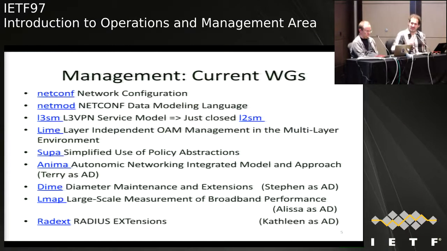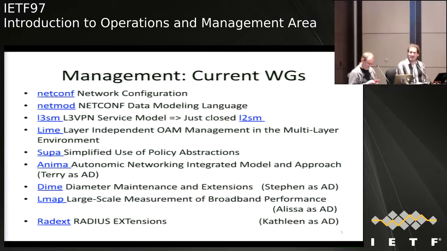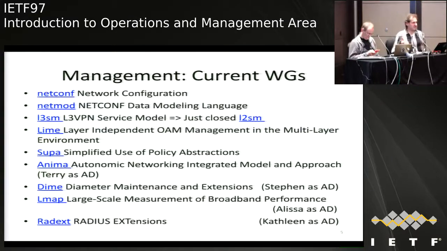What I want to show at the bottom here, this is my key message, is that we have four different working groups that are in the ops area. But if you look there, they're not managed by any of us. Typically, they would be working groups in my part of the house, under management. So we've got the AAA ones with Diameter, and with RADIUS, which is RADIUS extension, RADEXT. We've got one on autonomic networking, ANIMA, and one on LMAP, large-scale measurements of broadband performance.